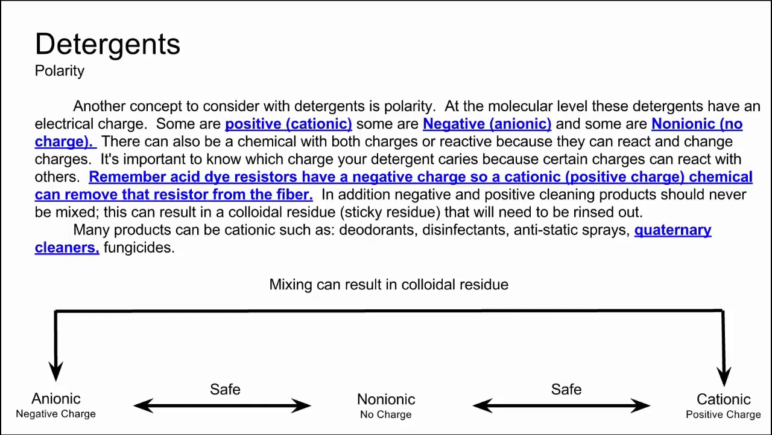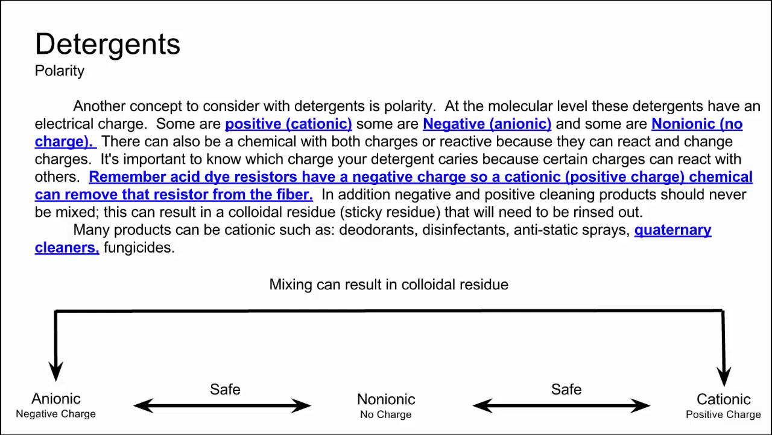And why it's important that we know what charge the detergent carries is because, first of all, the acid dye resistors have a negative charge. So what happens when we mix a negative with a positive? It's going to neutralize that charge, isn't it? So if you have a cationic cleaning product or a deodorizer or something like that going onto the carpet, you're going to render that acid dye resistor neutral. That carpet fiber is not going to be able to resist the acid dyes anymore. So you've just damaged the carpet fiber. So you want to be careful.